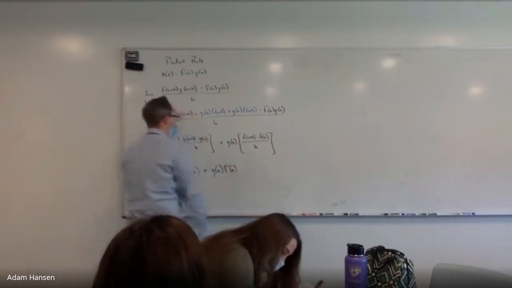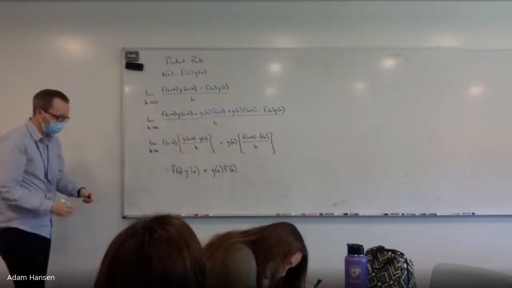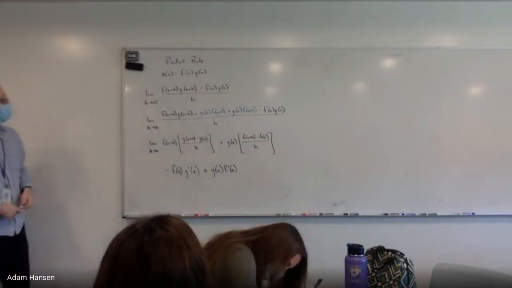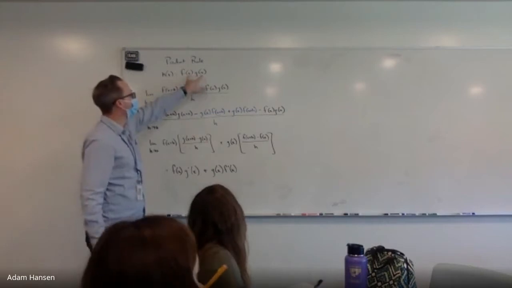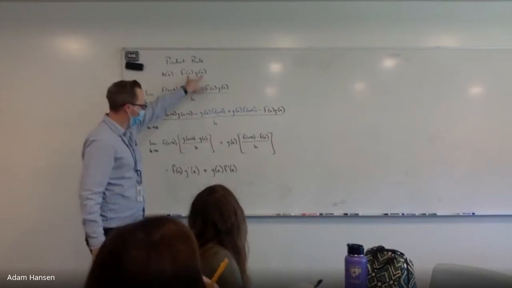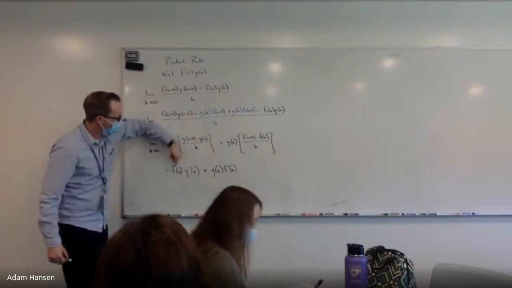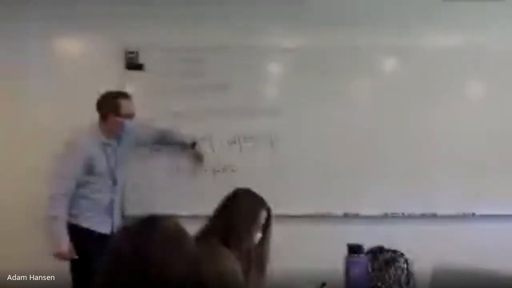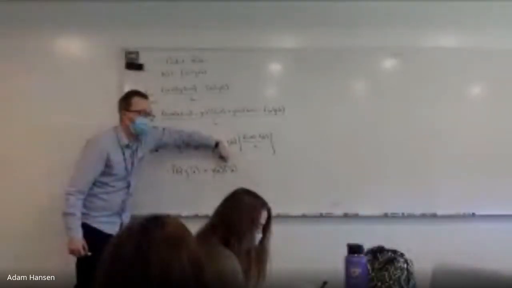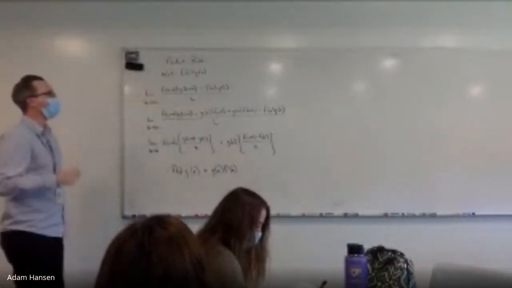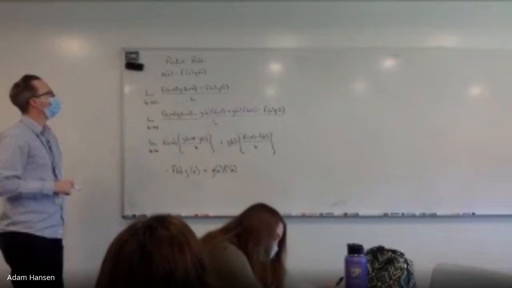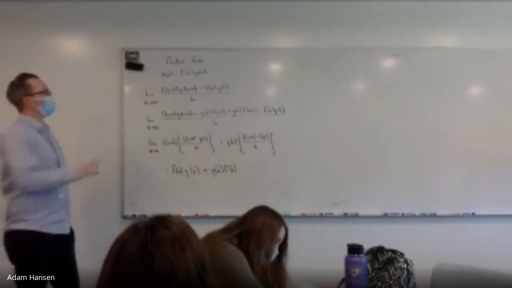So the derivative of f of x, or in our notation f prime of x. The derivative of f of x times g of x, the derivative of the product of two functions, is f of x times g prime of x plus g of x times f prime of x. Now, I remember this as a little song, a little chant I run through to myself.